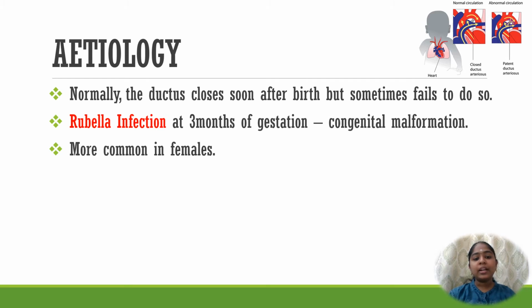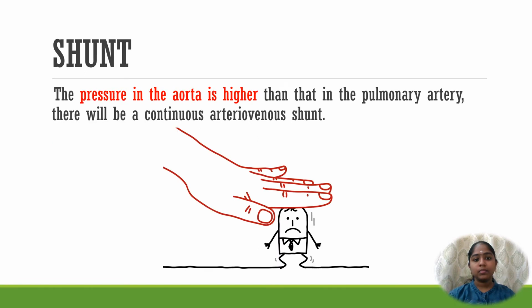Rubella infection at 3 months of gestation can cause this congenital malformation. It's more common in females. The pressure in the aorta is higher than that of the pulmonary artery. There will be a continuous arteriovenous shunt.